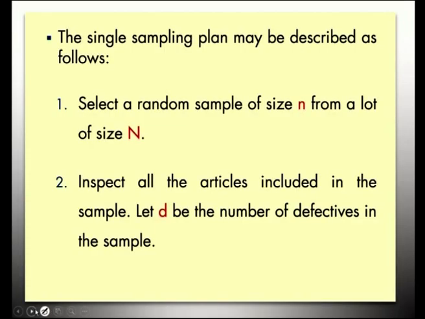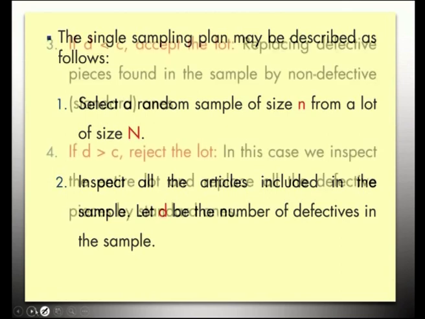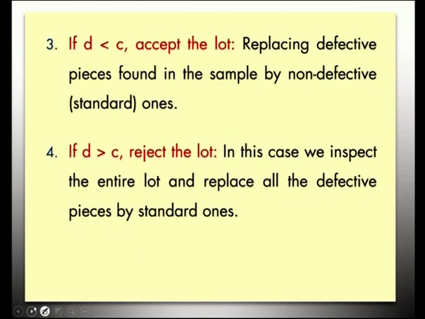The single sampling plan may be described as follows. First of all, you have to select a random sample of size small n from the lot of size capital N. Inspect all the articles included in the sample and then represent the number of defectives in the sample as small d. C represents the maximum allowable number of defectives. If your number of defectives is not more than the maximum, then we can accept the lot. So, this is the plan: if d is less than C, accept the lot. If d is greater than C, reject the lot. This is what is called a single sampling plan, because it is based on only one sample.